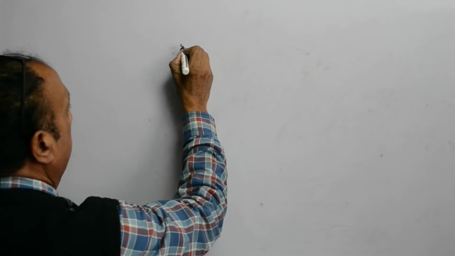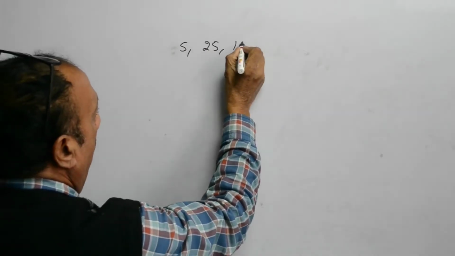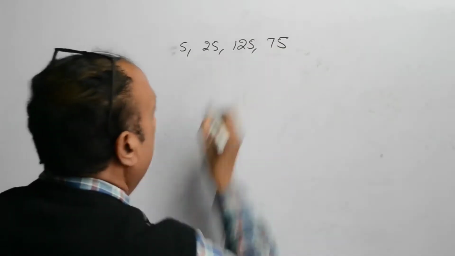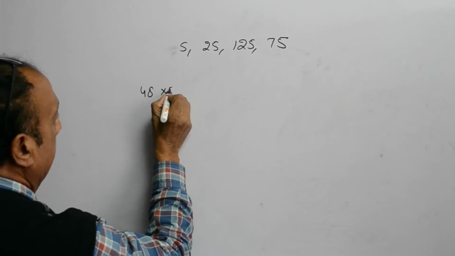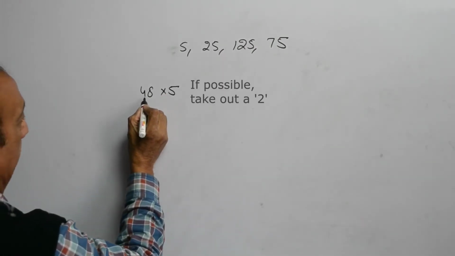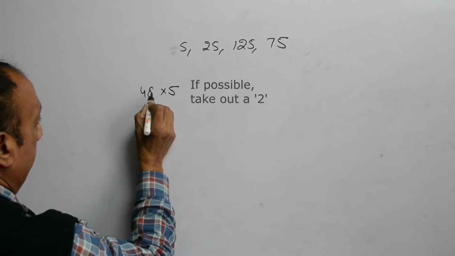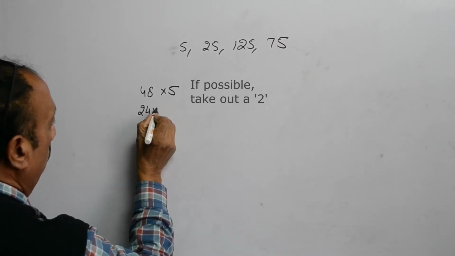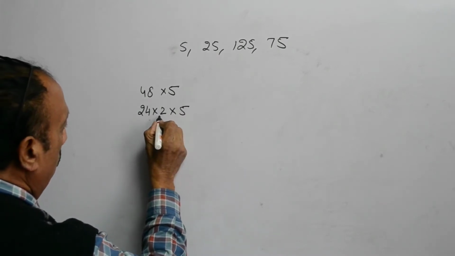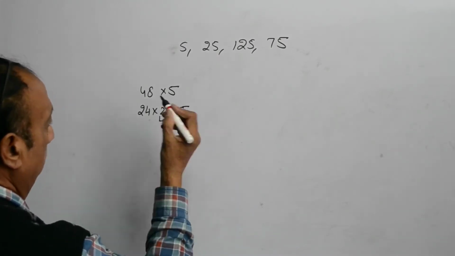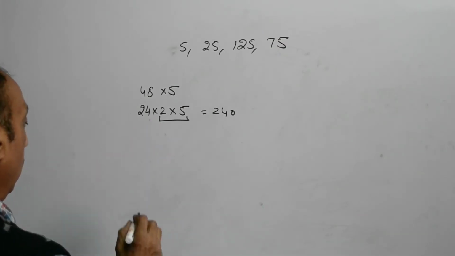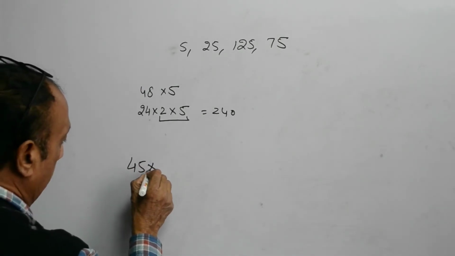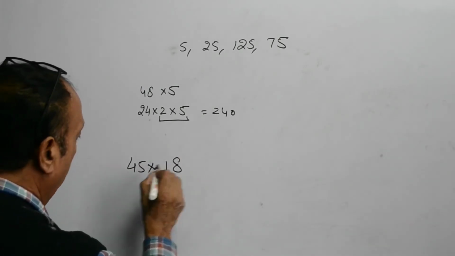There is a better way of multiplying a number with 5, 25, 125 and 75. Suppose we want to multiply 48 by 5. Take out a 2 out of this 48. 48 can be written as 24 into 2. So 2 into 5 will give us 10. So 24 into 10 is 240. We can also use this method to find out the multiplication of the numbers which are ending in 5.